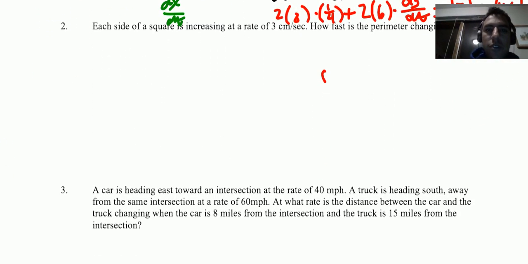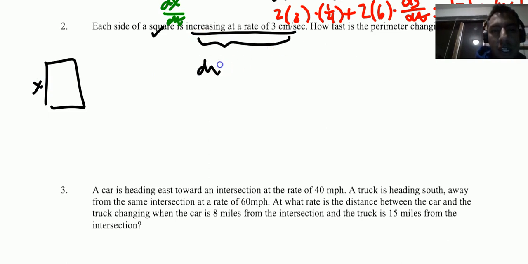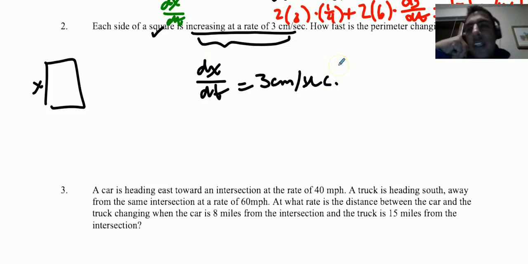Each side of a square is increasing at a rate of 3 centimeters per second. Okay, let's see what we can do with this. Each side of a square. Let's get a square. Okay, check. Is increasing at a rate. So if I call this side x, then dx/dt equals 3 centimeters per second.